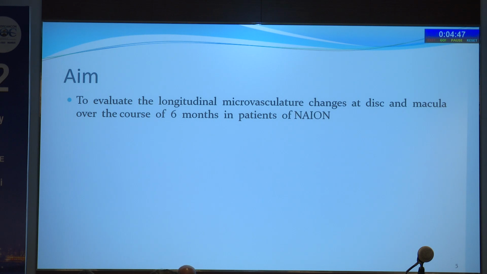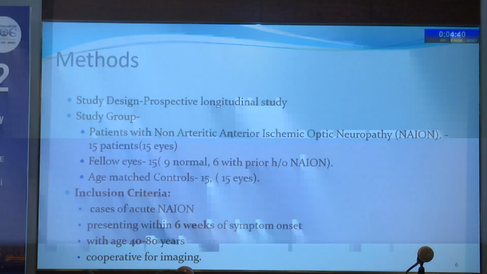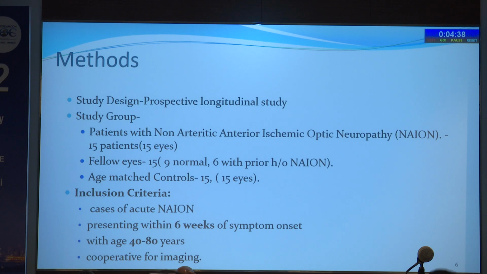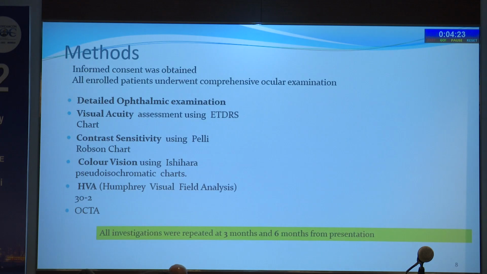course of 6 months in patients of NAION. This was a prospective longitudinal study where we included 15 patients of NAION who presented to us within 6 weeks of onset of symptoms and 15 age-matched controls. All other causes of ocular pathology which may affect the retinal vasculature directly or indirectly were excluded from the study. All patients, after obtaining informed consent, underwent detailed examination including contrast, color, fields, and OCTA.